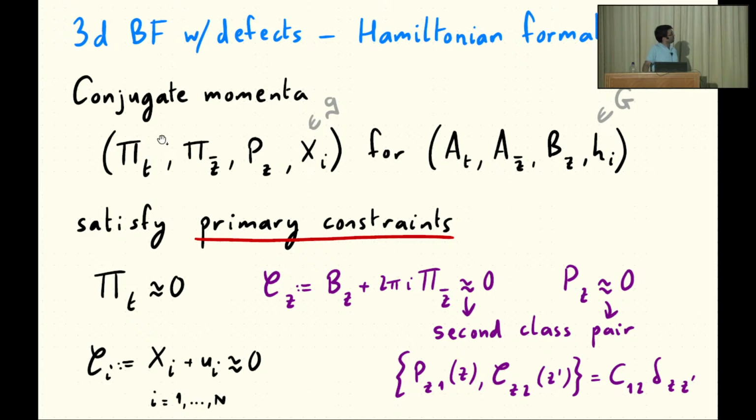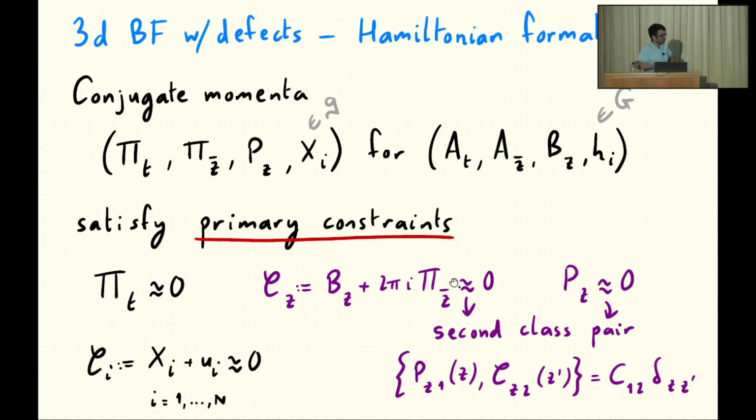So if you compute these conjugate momenta, you immediately find that they satisfy certain constraints. For example, the action doesn't depend on the time derivative of A_t, so the conjugate momentum has to be 0. And you get these other constraints just from computing the conjugate momenta of these variables. And then you notice that some of them are second class, meaning that their Poisson bracket is invertible. So this means that we can fix them strongly to 0.